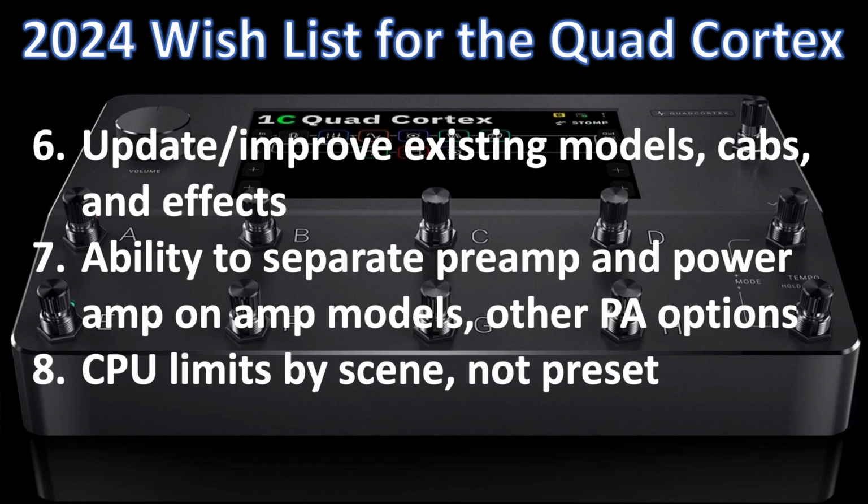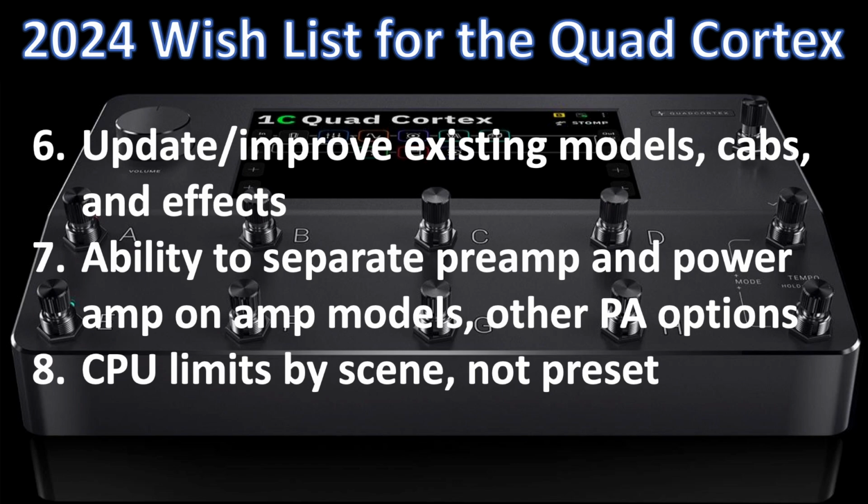I'd really like to see the CPU limits be enforced by scene and not by preset. And I realize this might be very difficult, but again, this is something I saw when I was playing around with a Fractal FM3. Through the use of channels, the Fractal is able to maximize its CPU capability and still have multiple amps available on the preset.